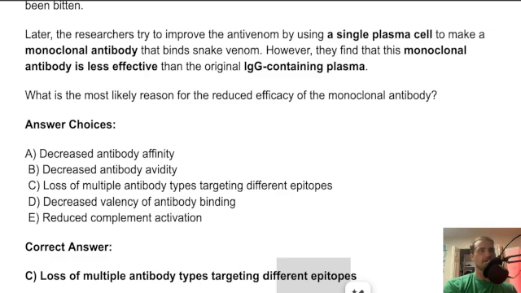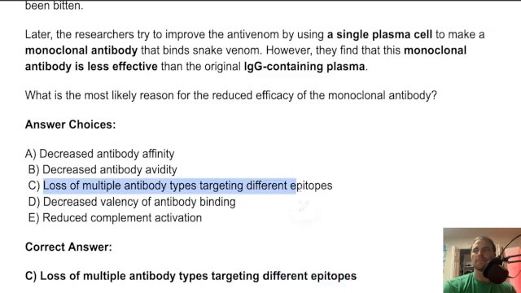Decreased binding affinity. Well, affinity is just how tightly one antibody binds to the epitope. Monoclonal has the same affinity as the single. So nope. Decreased antibody avidity. No, that's the hinge. We talked about that. IgG antibodies have two binding sites, so avidity is not the issue, right? Decreased valency of antibody binding. Valency is the number of binding sites per antibody. IgG has two, whether it's monoclonal or polyclonal, so no. Reduced complement activation. No. Complement activation depends on the Fc regions of the IgG binding to C1. So both of them have that, so it'll activate the complement just fine.